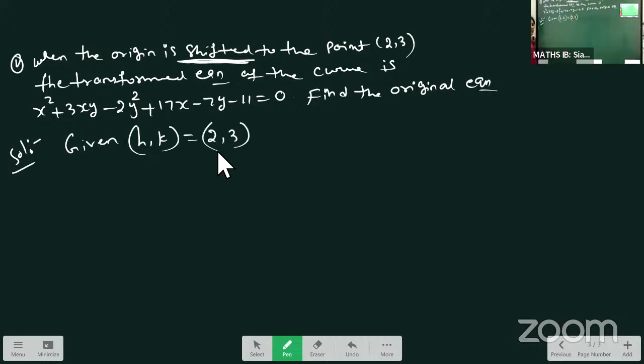Then one equation will be given. What equation will be given? The question is asking: find the original equation. Always the original will be in small letters and the transformed will be in capital letters. So he is asking to find the original equation, which means the answer must be in small letters. So the given equation, obviously, what should be there? The transformed equation will be there.